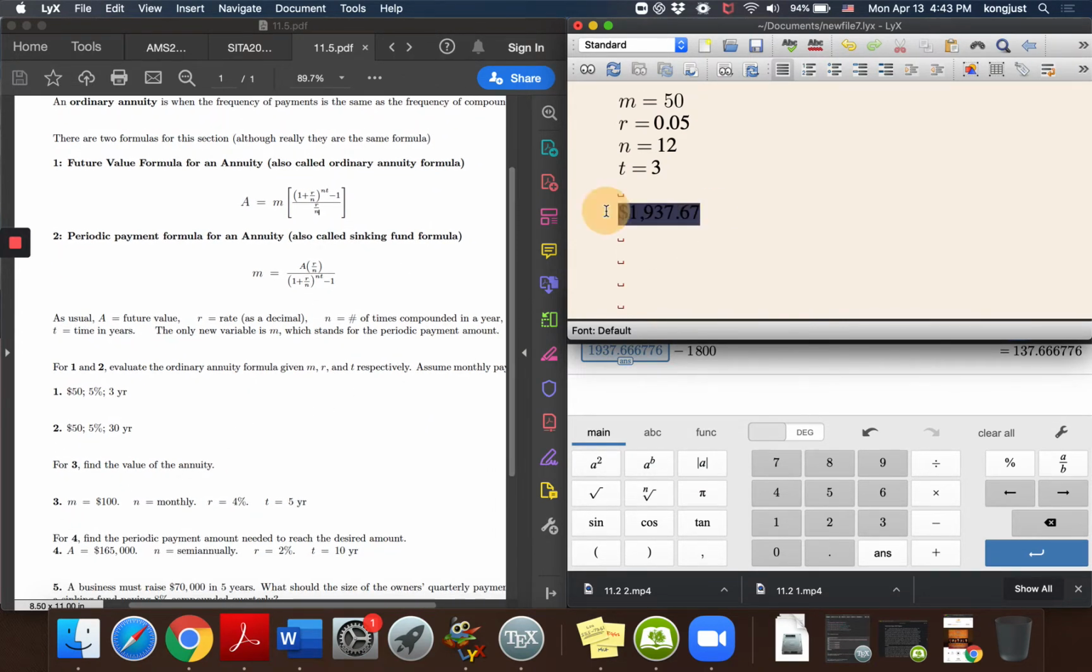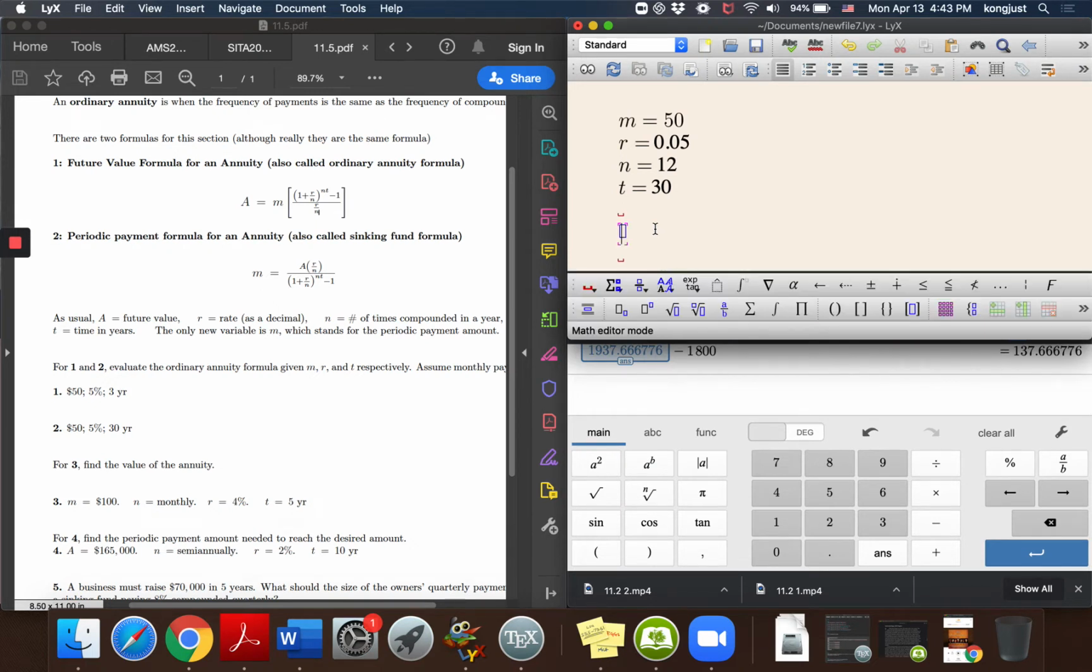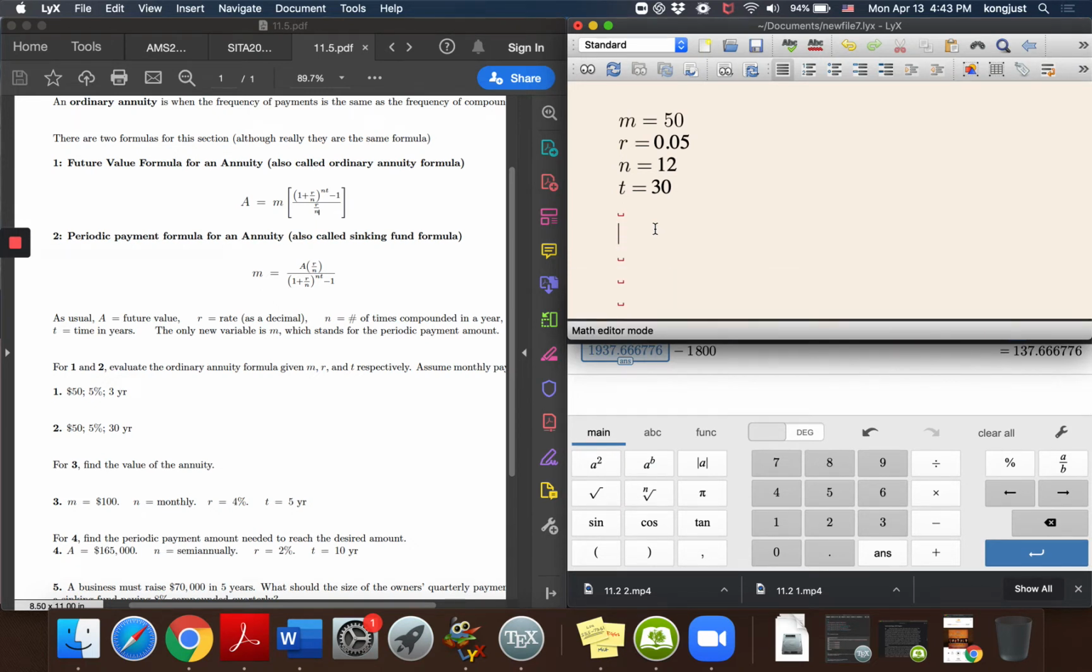All right, so number 2, again $50. This time 5% at 30 years. All right, let's see. So $50, 5% again, N is 12. This time we're just changing 3 to 30. So let's see how that affects things. And shucks, I should have just left my formula in there because everything's pretty much the same. But oh well, no big deal.